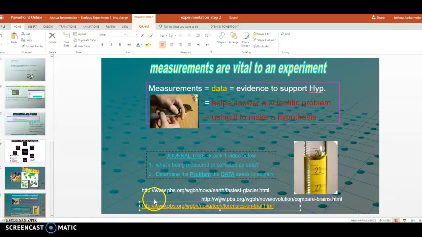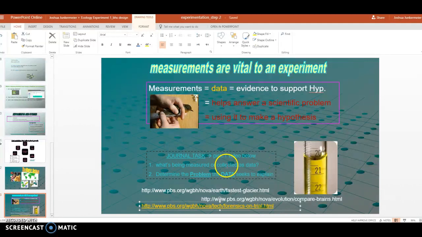So the last thing we're going to do is practice this idea of taking measurements or collecting data by watching a video. We're going to watch Forensics on Trial. So it's going to be a quick clip about forensics. While you watch this video, you need to first, in your notebook, where you wrote slide 13, write number 1, and you're going to answer this question.